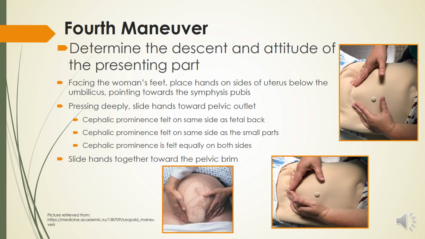After you've determined the cephalic prominence, slide your hands together towards the pelvic brim. Do your hands meet? If the presenting part is floating and not engaged, your hands will come together around the presenting part, as you see on the bottom right picture. If the presenting part is engaged, your hands will stay apart. This is because the top of the presenting part is inside the pelvis, and you're not able to palpate the top of the presenting part, as you see in the top right picture.